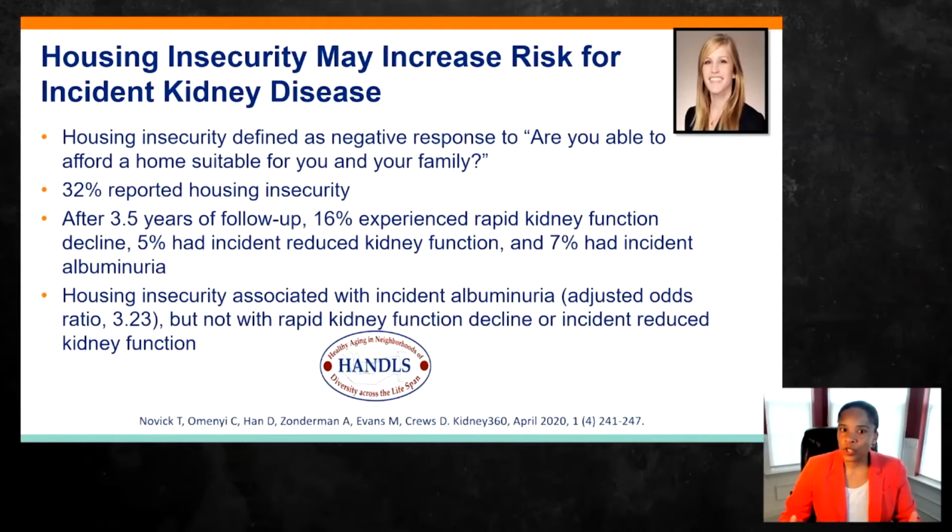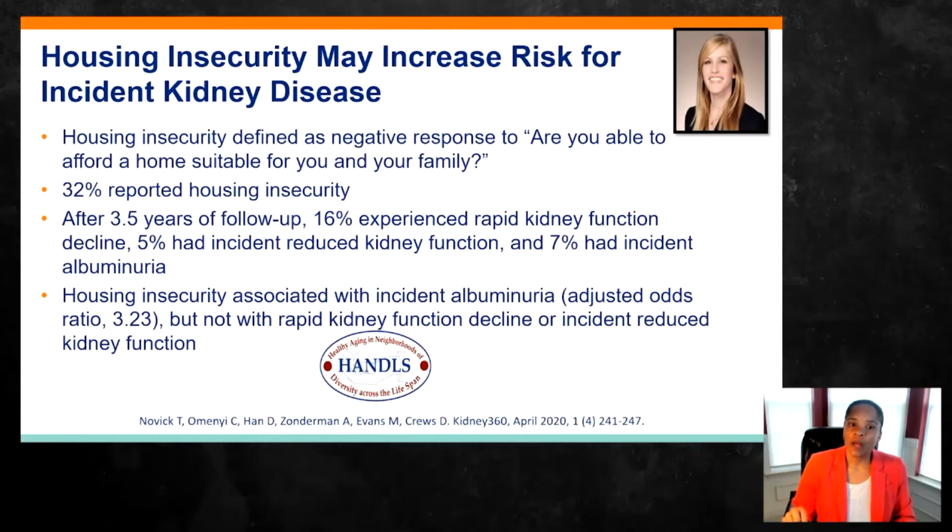And we looked at a question that was captured in the HANDLS study, and that being, are you able to afford a home suitable for you and your family? We found through examining that question that a third of the participants in this Baltimore-based study did have housing insecurity. And then after about 3.5 years of follow-up, we found that around 16% of the overall population that we examined developed rapid declines in their level of kidney function. Their glomerular filtration rate was rapidly declining.